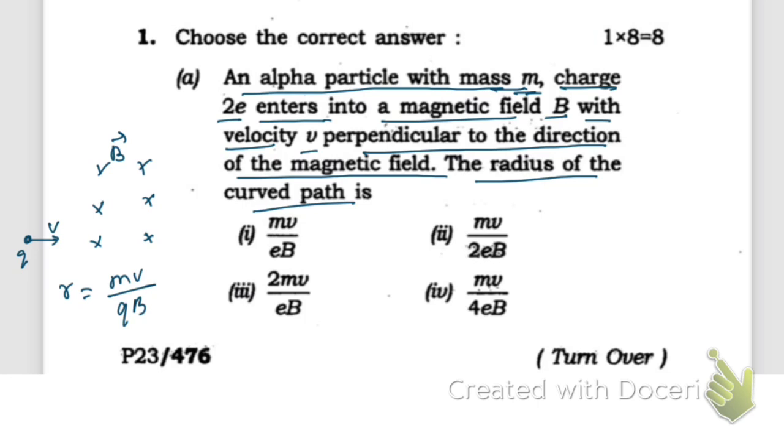So here the charge q is twice e, so let's replace q by twice e, then the expression is going to be equal to this. So this is the correct option, right? Hope you have understood this. Now let's move on to the next question.